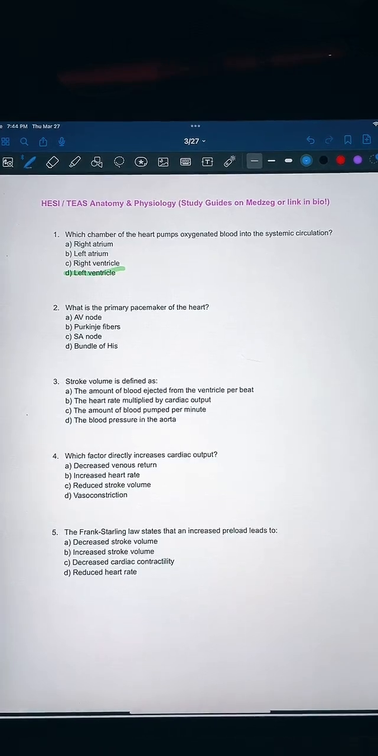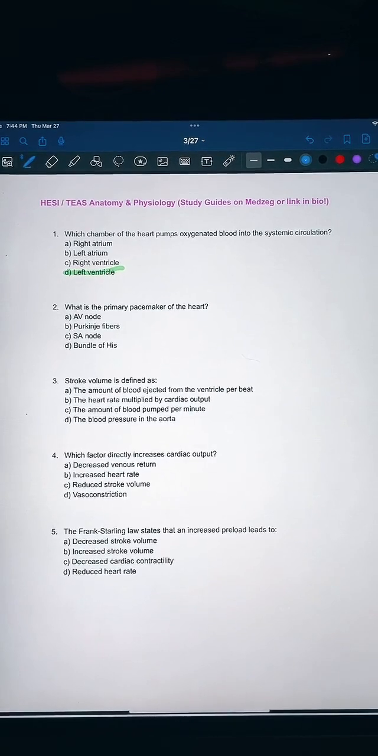Awesome. What is the primary pacemaker of the heart for number 2? What is the primary pacemaker of the heart? Moving on to number 2 now.